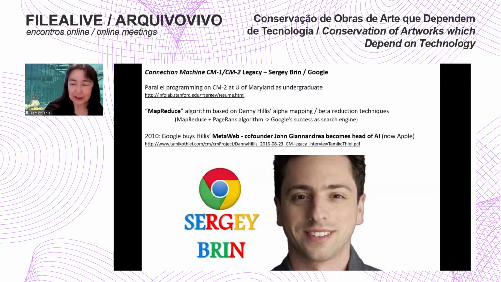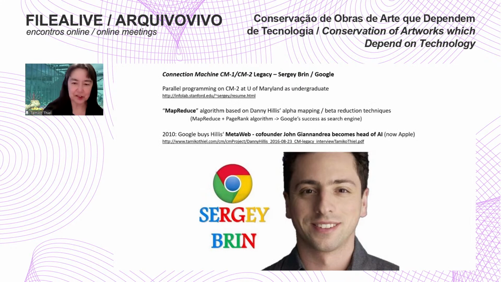And in fact, the MapReduce algorithm, which was one of the major components of Google's success as a search engine, was based on Danny Hillis's whole programming paradigm for parallel processing. And then also in 2010, Google bought Danny's second company, MetaWeb, and his co-founder, John Giannandrea, went to become head of AI. So there's this direct line from Thinking Machines and the connection machine into Google, and you know how powerful Google is in the artificial intelligence realm.